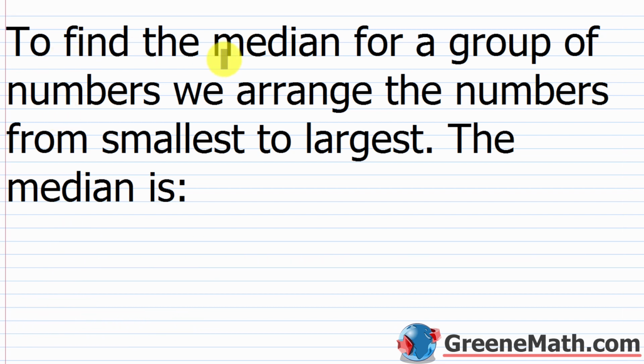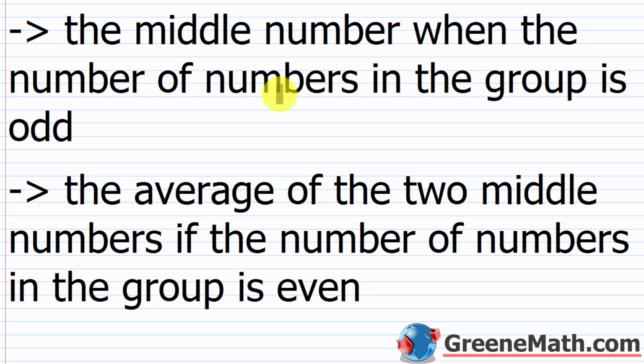And essentially, to find the median for a group of numbers, we just arrange the numbers from smallest to largest. So the smallest goes to the left, and then we just keep going to the largest. The median is going to be the middle number when the number of numbers in the group is odd, or the average of the two middle numbers if the number of numbers in the group is even. Okay? And that's a lot to sink in. You might want to write that down as a note and just use it as you're practicing.